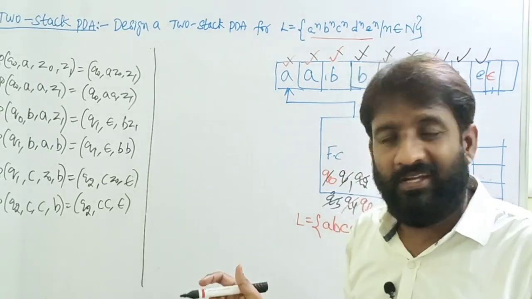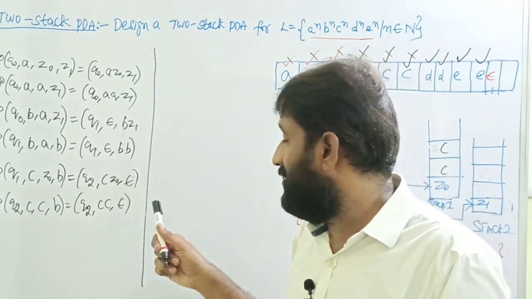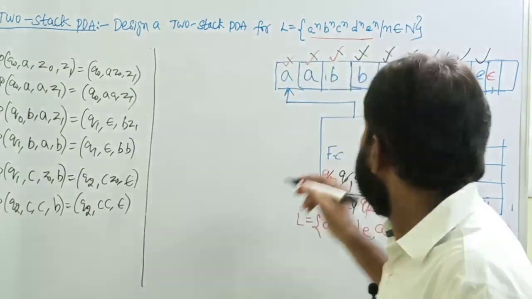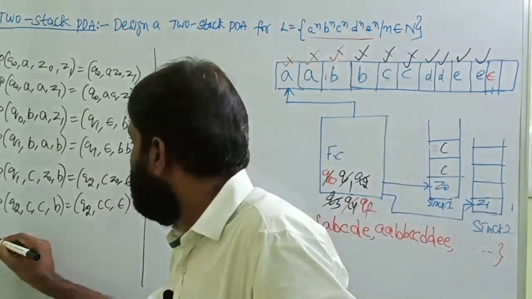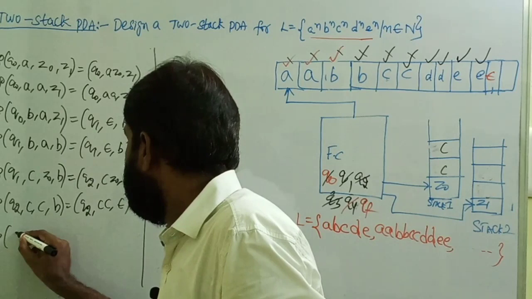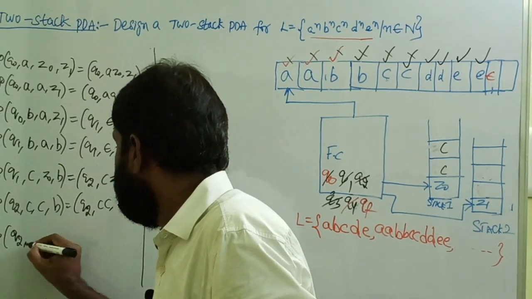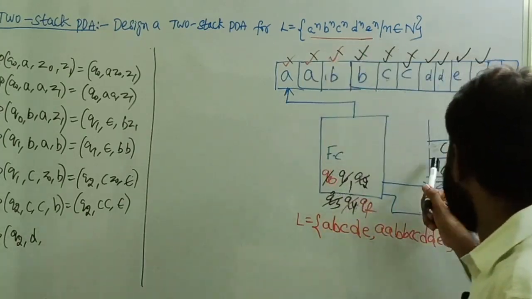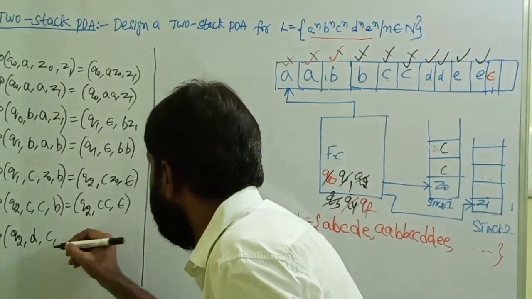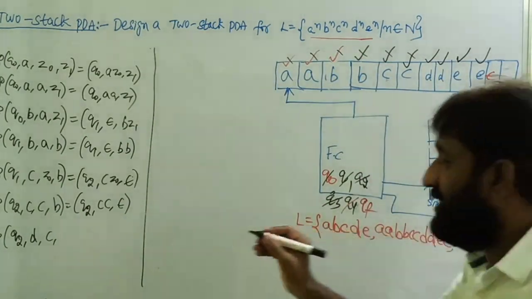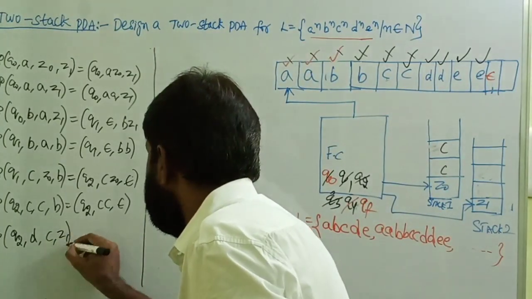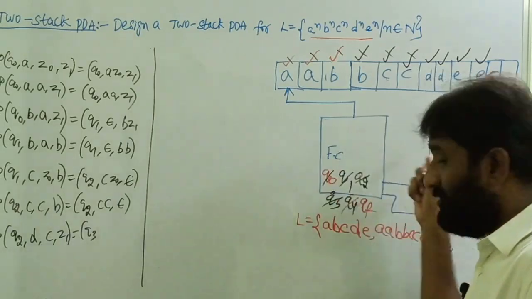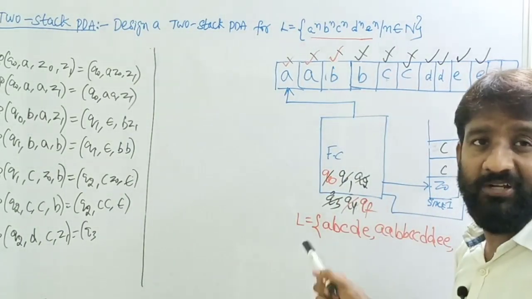If any number of C's are there, repeatedly read those C's by using the same transition. You no need to write a different transition. Okay, let's assume that D's are started. Now transition of Q2, input symbol is D, top of the stack 1 is C, and top of the stack 2 is Z1. Okay, so move to the new state Q3 because I am adding D's onto the stack 2 by doing pop operation on stack 1.